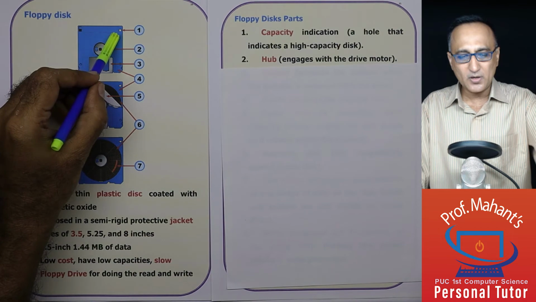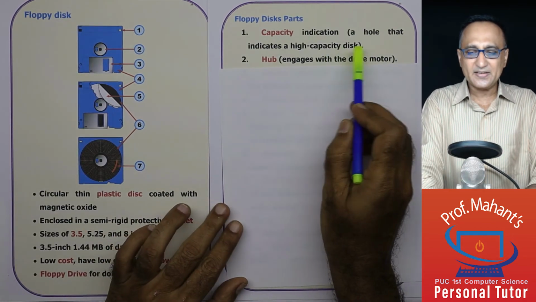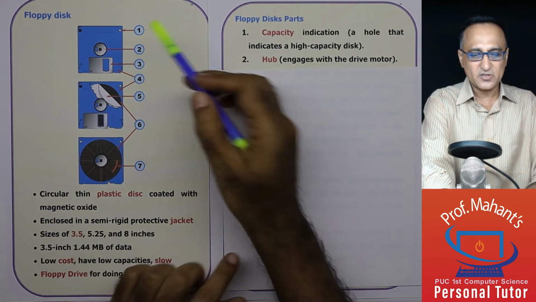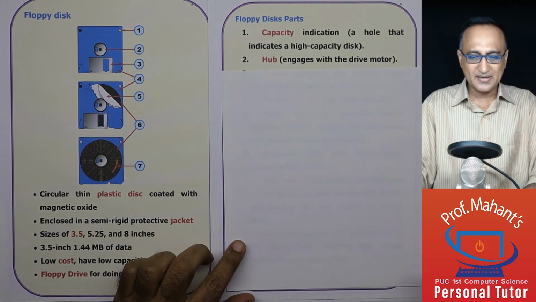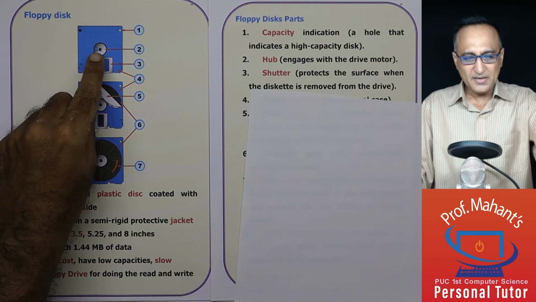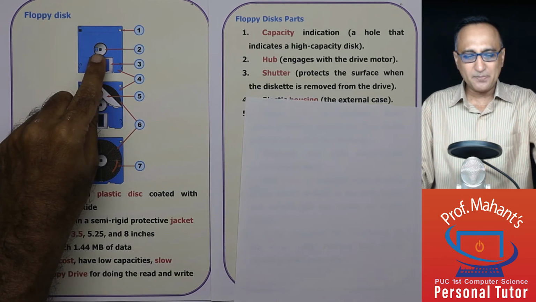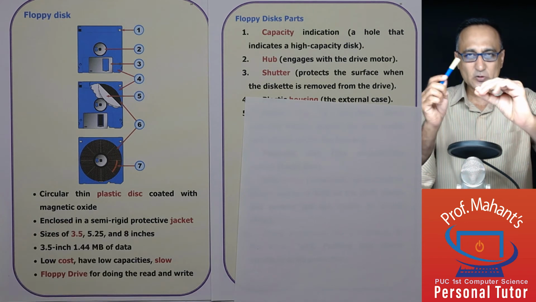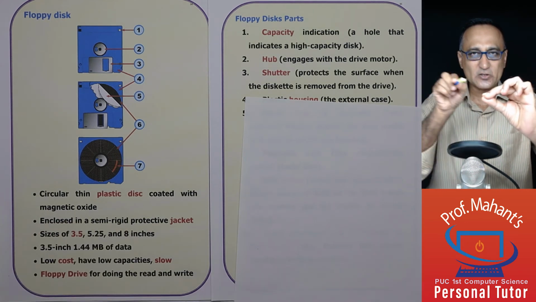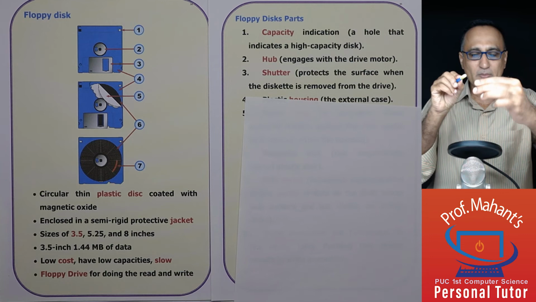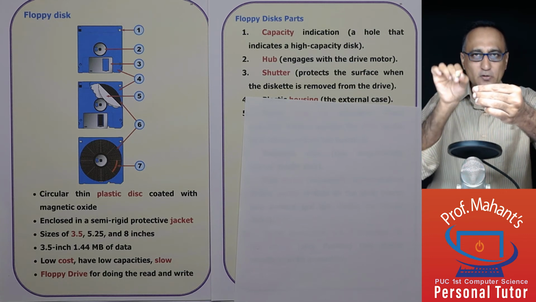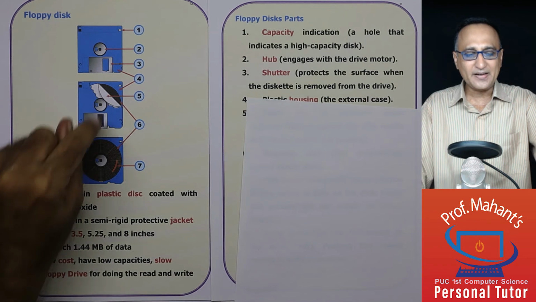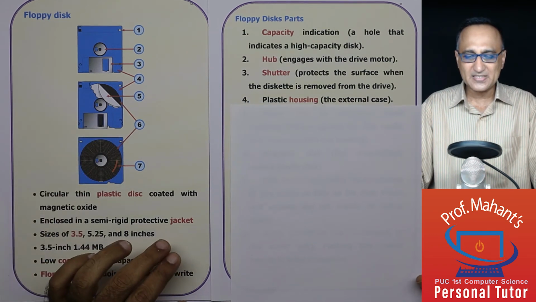So this hole here is used to indicate the capacity. If the hole is present, it indicates a 3.5 inch high capacity floppy disk. Number 2 is the hub. What the hub does is it holds the center of the floppy disk so that the plastic can rotate like this. So by holding it like this, the plastic is able to rotate around, and the floppy drive can read data from this particular floppy disk.